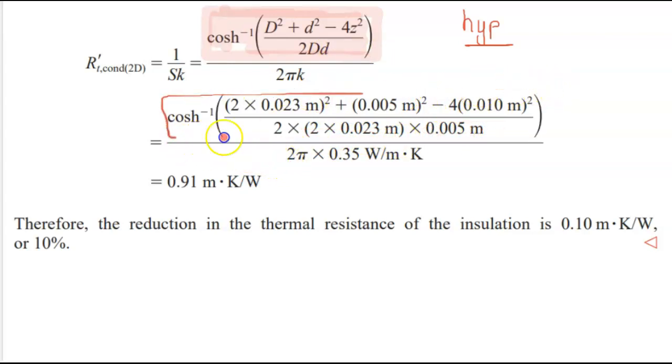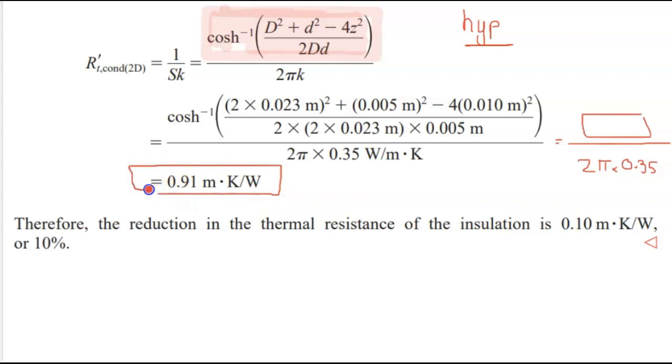I suggest you calculate this top value first. When you do the top value first, you will get an answer; whatever answer you get, write it down here. It will be around 2. And then you do 2 pi times 0.35, and that will give you the value 0.91. The thermal resistance of the insulation is 0.91, so the reduction of the insulation resistance is around 10%. There is a 10% reduction in the insulation.